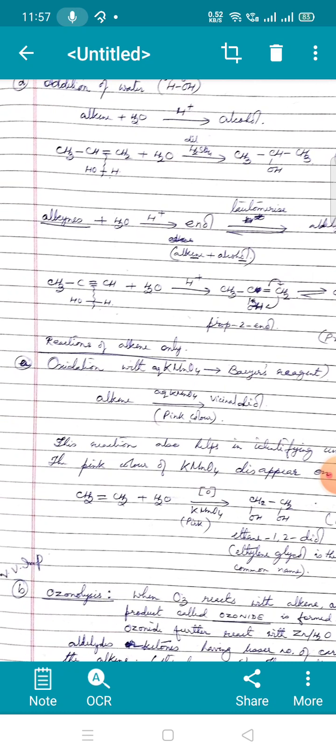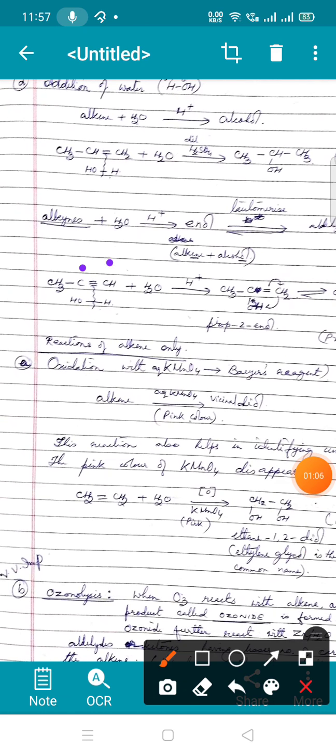Let us have an example. CH3-C triple bond CH. When we add water across the triple bond, you can see carbon 2 has no hydrogen and carbon 1 has one hydrogen. So obviously OH, being the negative part, will get attached to this carbon and H will get attached to this carbon. So what we get is CH3-C(OH)=CH2. As you can see, both the double bond and OH are attached to carbon 2, so we call it an enol, and the name of this compound is prop-2-en-2-ol. Why 2? Because OH is attached to carbon 2.